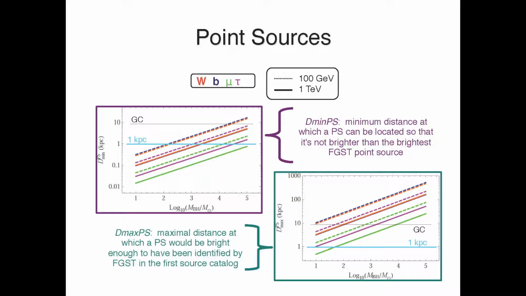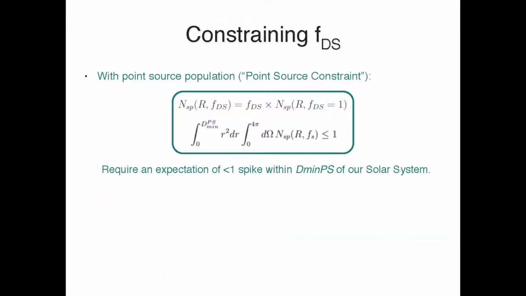So basically all point sources have to be between here. I'm not going to dwell on this too much, but you can see that in cases where you have a very bright spike, basically the nearest point source would have to be farther away than the galactic center. The alternative to that is you have a very dim spike, in which case they could be very, very near to us.